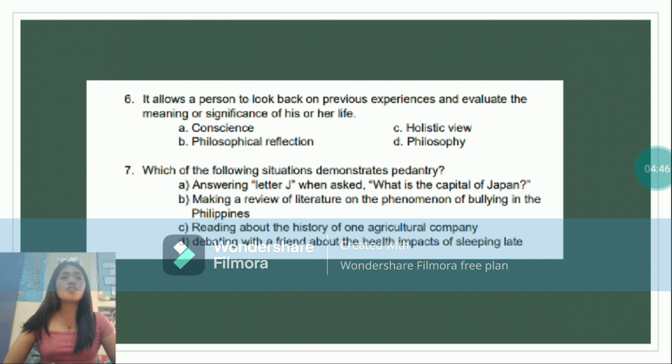Okay, number 7. Which of the following situations demonstrates pedantry? Letter A, answering letter J when asked, what is the capital of Japan? B, making a review of literature on the phenomenon of bullying in the Philippines? C, reading about the history of one agricultural company? And letter D, debating with a friend about the health impacts of sleeping late?